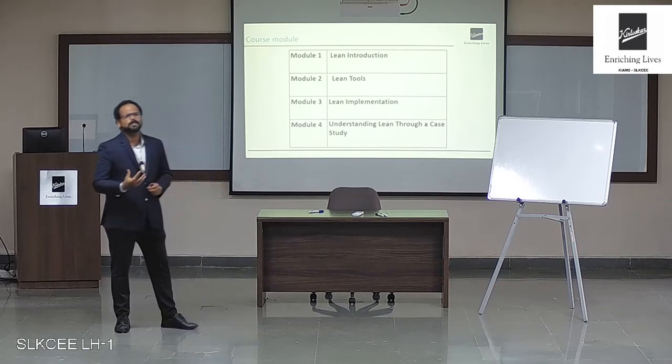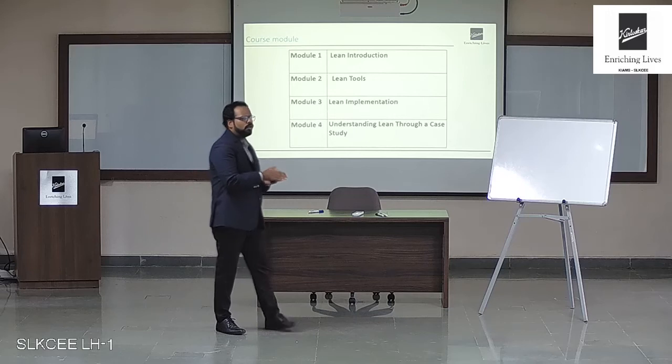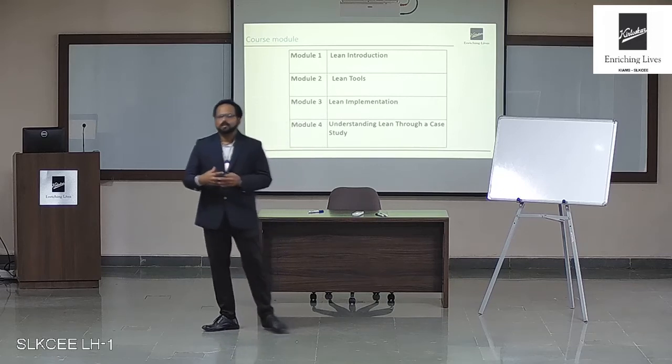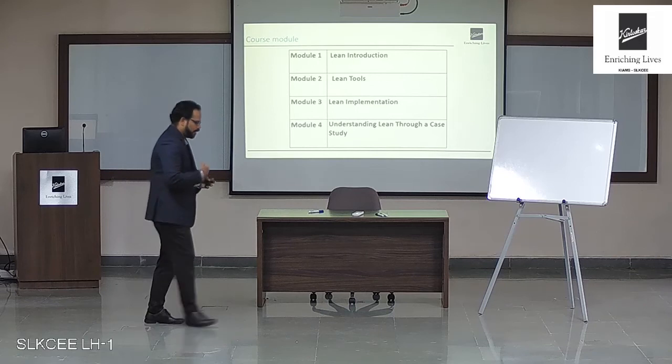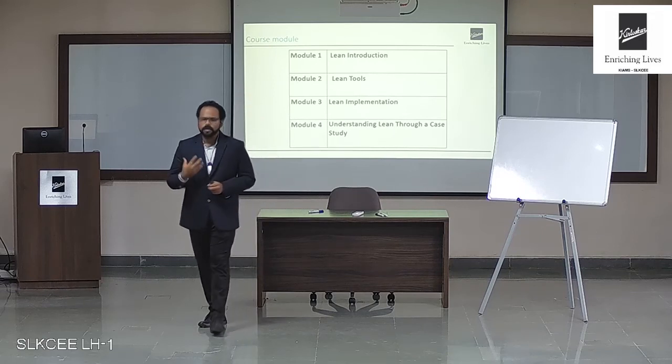The second module speaks about lean tools, the lean tools which are helpful to implement lean. For example, if I give you a simple example, it's 5S. 5S is a lean tool which can be applied for improving your system. It's based on the cleanliness model, and it is a simple system which can be applied to all your improvement efforts.